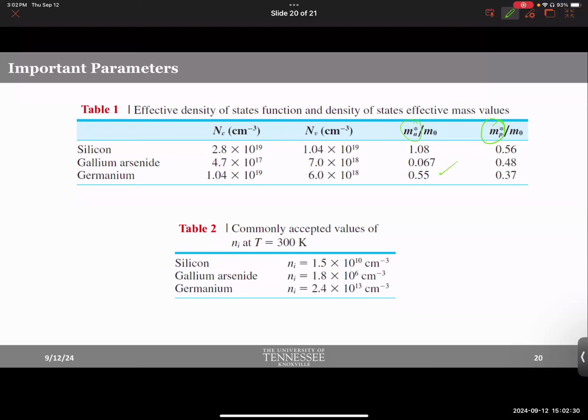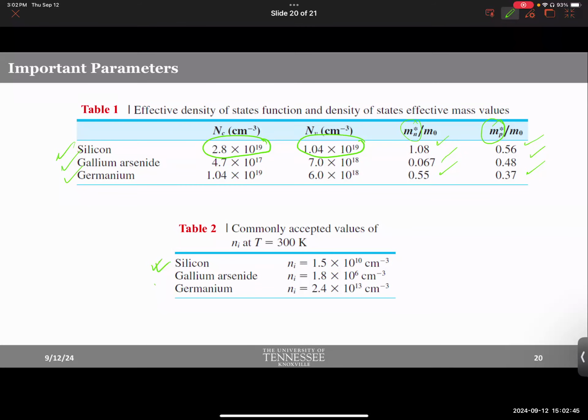And this chart shows you some of these real numbers. And by the way, NC and NV are also given. If I ever provide any questions in the midterm or final exam, I'll give you the number, so you don't have to worry about memorizing anything.